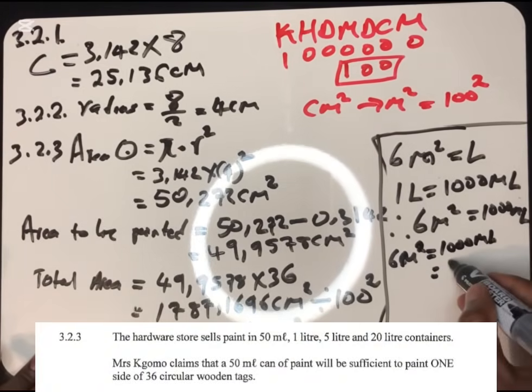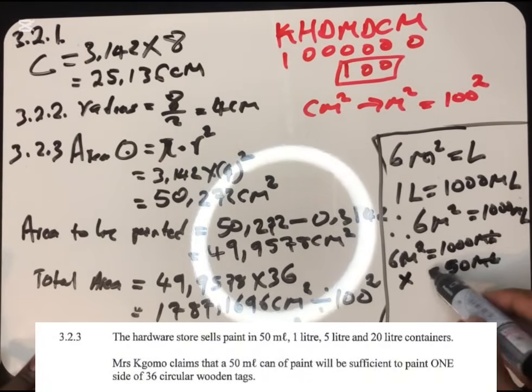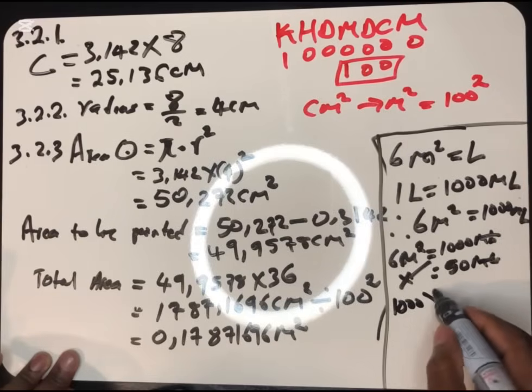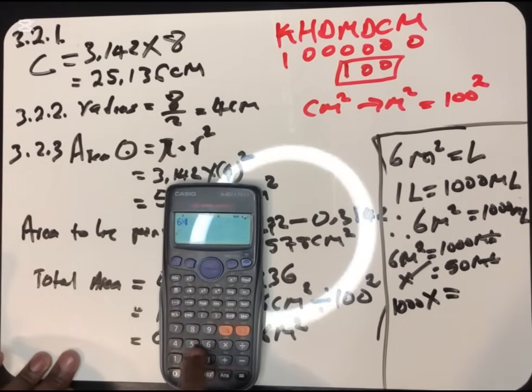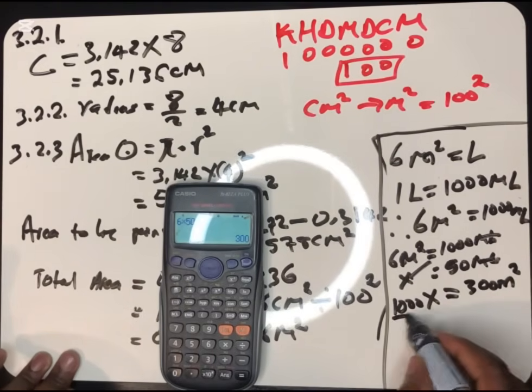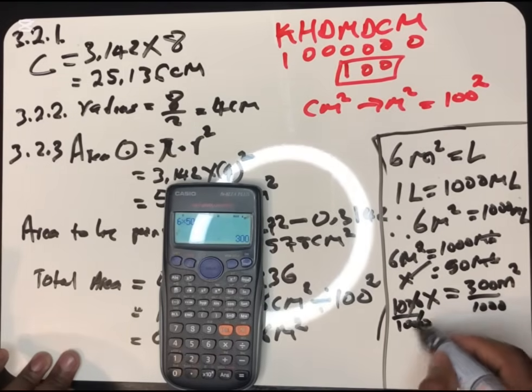And this person bought 50 milliliters. We want to check if it will be able to cover this area that we have here. Then we can see this and this cancel. Then when we cross multiply here, we are going to have 1,000 x is equal to 6 multiplied by 50. 6 multiplied by 50 is 300 meters squared. Then we divide everything by 1,000. This and this we cancel.